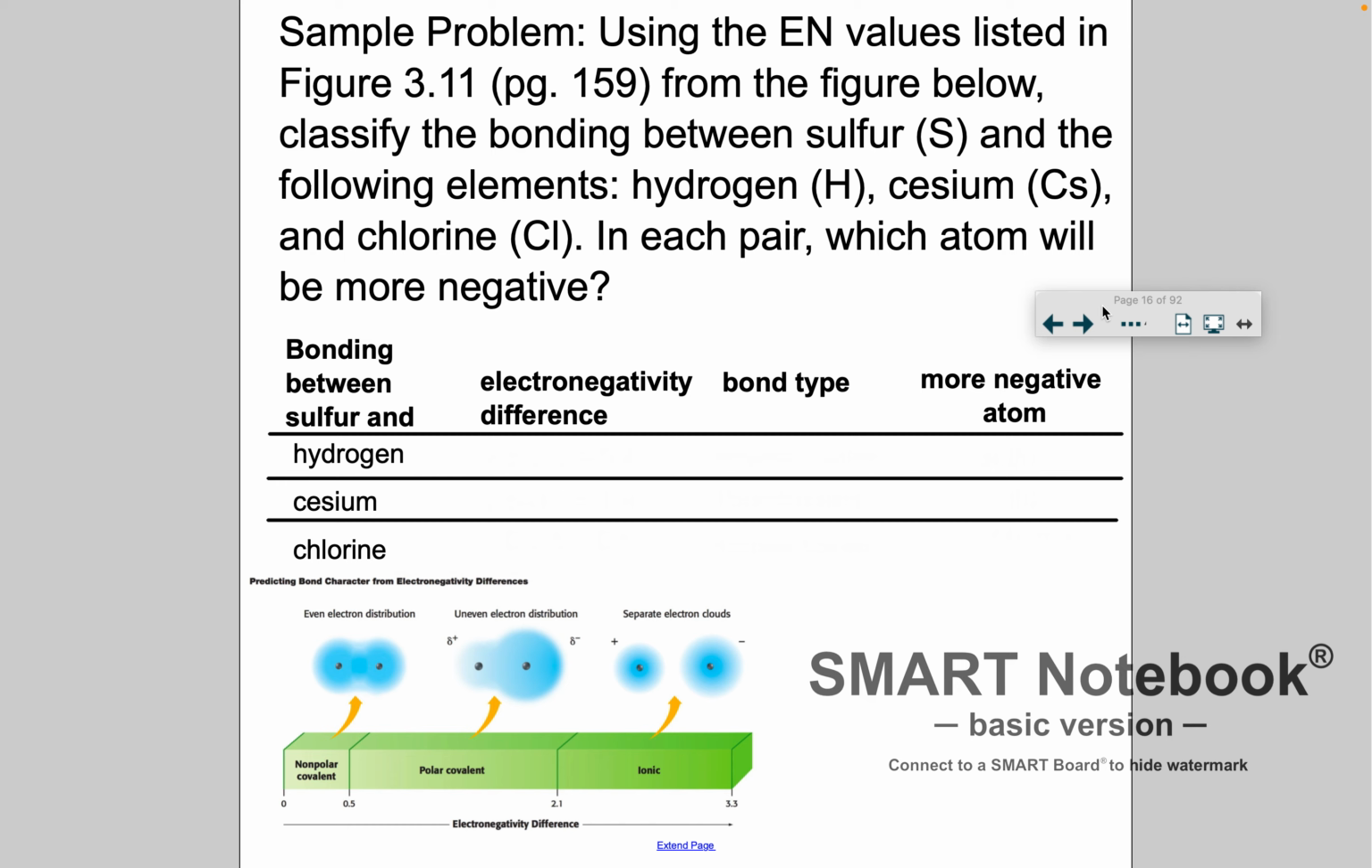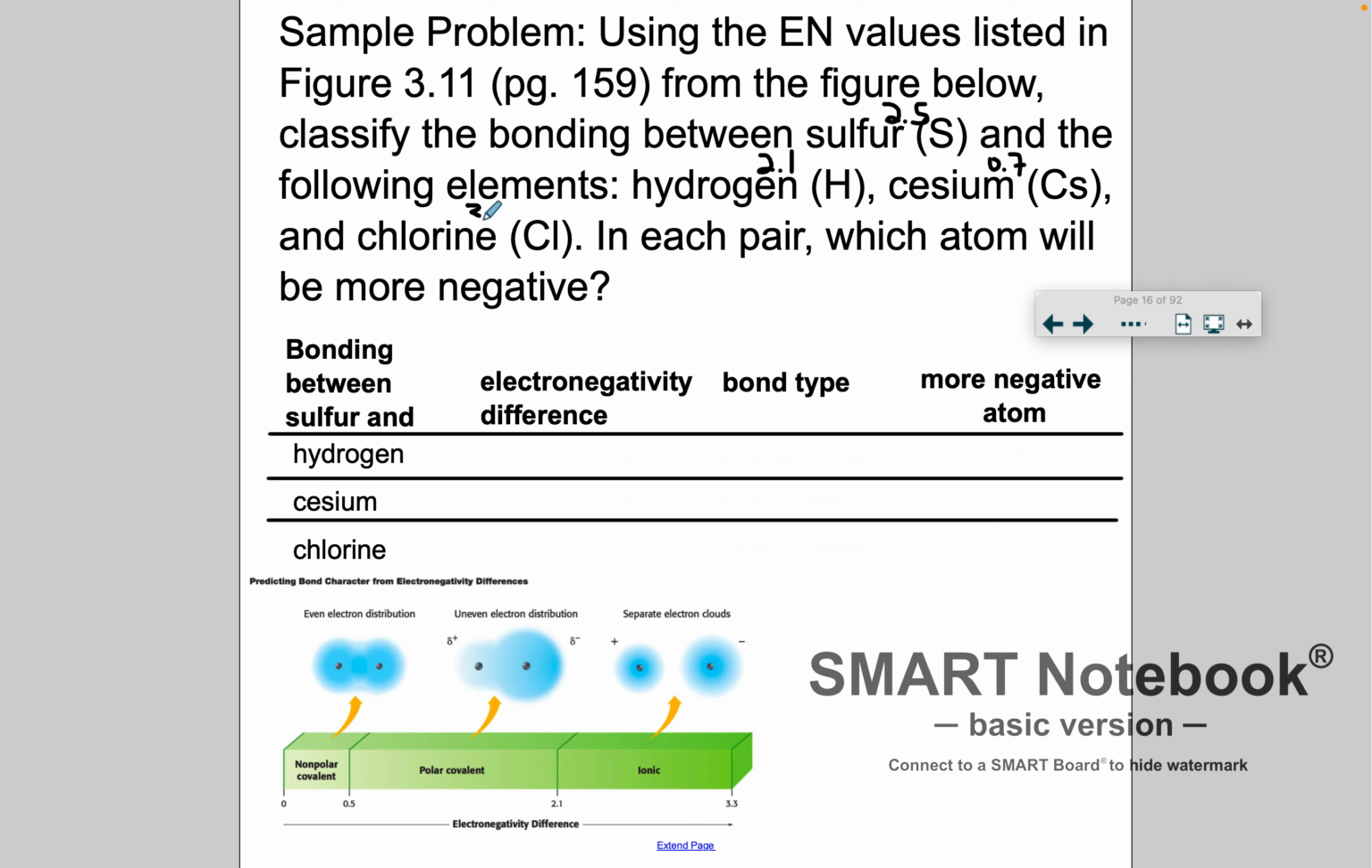Okay, so we are looking at the bonding between sulfur and the following elements. First off, I'm just going to write down the value of sulfur right above it. Electronegativity value of sulfur is 2.5. Now, hydrogen's value is 2.1. Cesium, 0.7. And chlorine, 3.